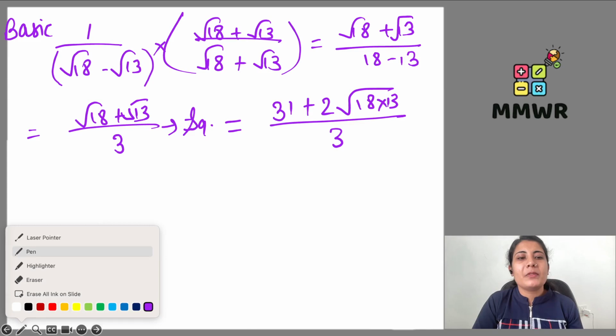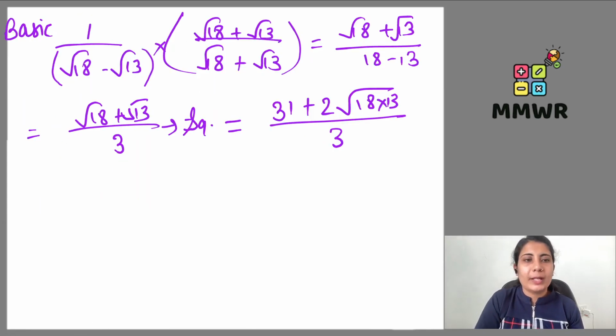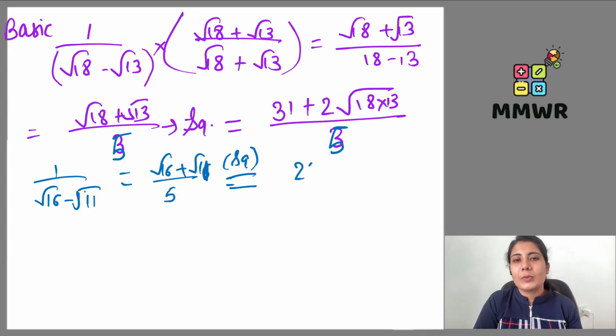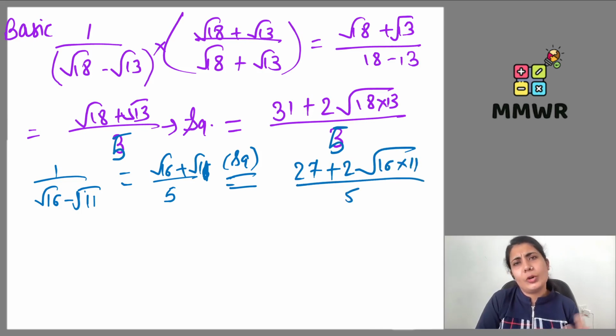So similarly, we will simplify the rest of the 3 values as well. 1 upon root 16 minus root 11. First we will be getting the denominator 5, not 3, so sorry. This 5 with root 16 plus root 11. Further simplification with the help of taking this square, we will be getting root 16 plus root 11 whole square, which gives me 27 plus 2 root 16 multiplied by 11 upon 5. So upon 5 can be ignored because 5 is coming in the denominator of all.